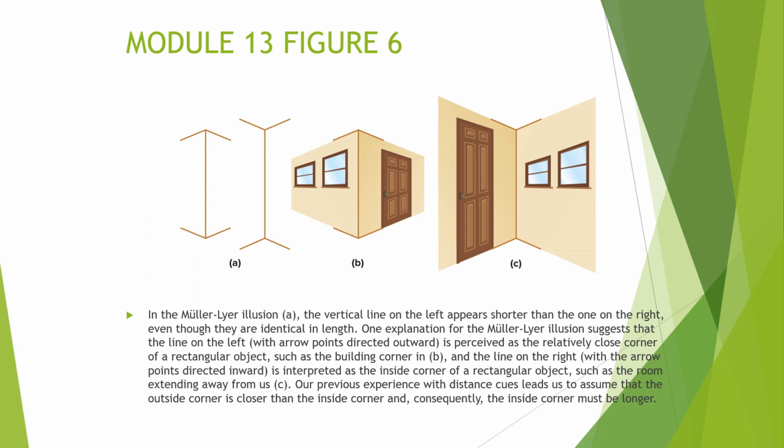So in letter A, the line on the left looks shorter than the line on the right, even though they are the exact same. Depending on how the lines are at the top and the bottom, it can look like it's jutting outward, like the outside of a building or the outside of a room, versus the lines on letter C, which look like they are going inward, like the corner of a room.